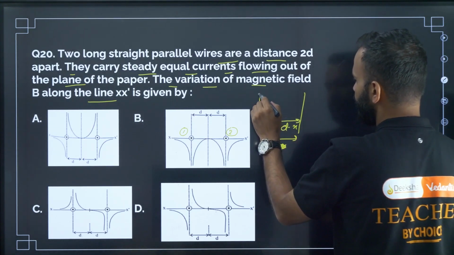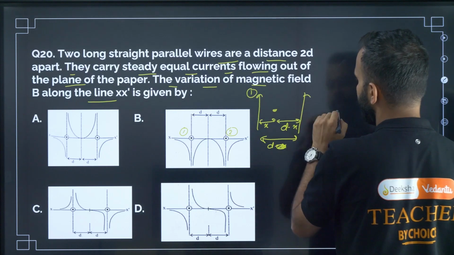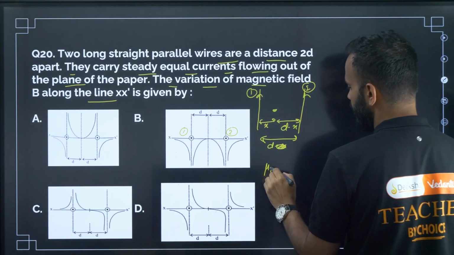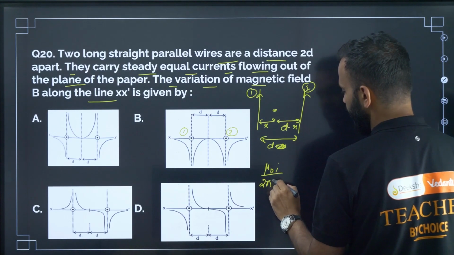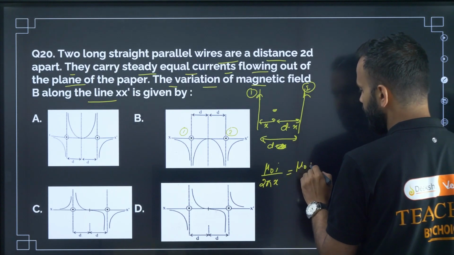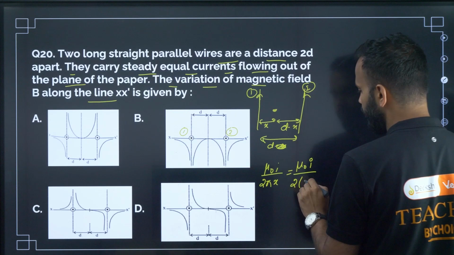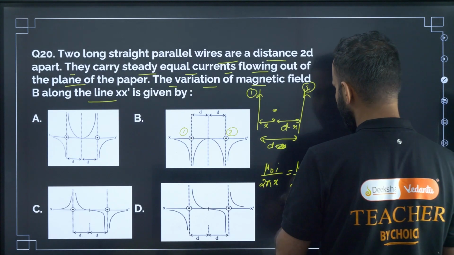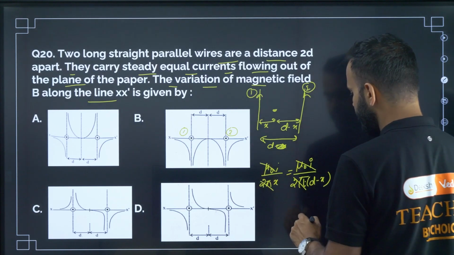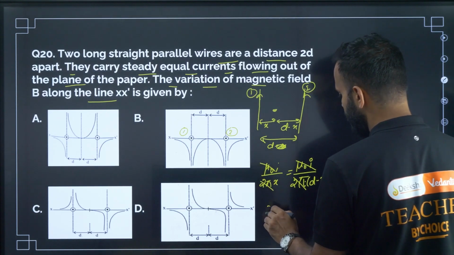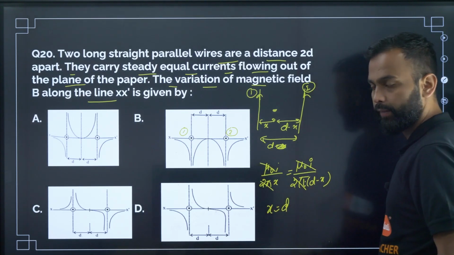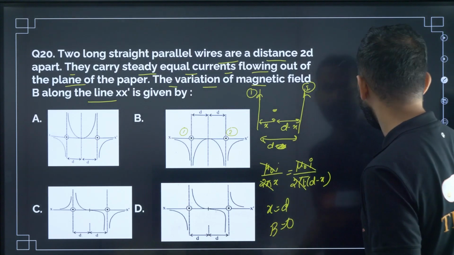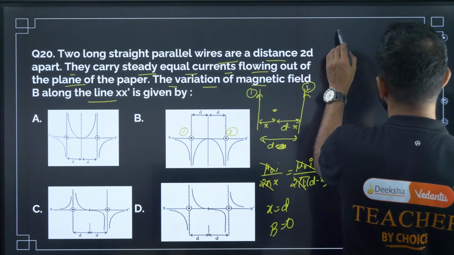Now magnetic field due to the first wire is mu naught I divided by 2 pi x, which is equal to magnetic field due to the second wire, mu naught I divided by 2 pi into d minus x. Mu naught I by 2 pi will get cancelled. So if you solve this, you will get x equal to d. At x equal to d, magnetic field is 0, right?